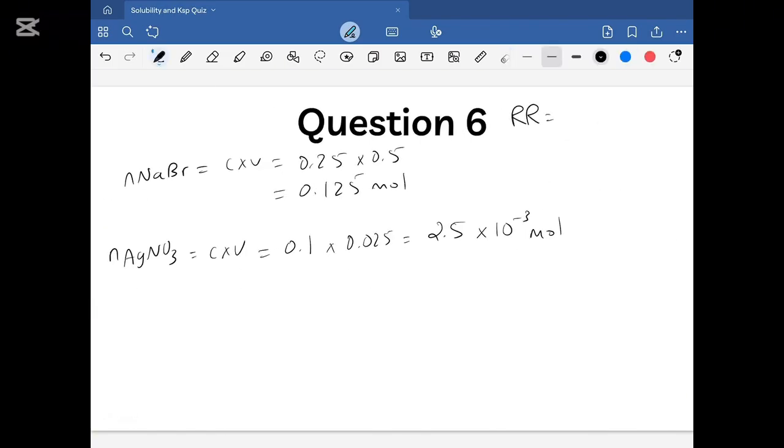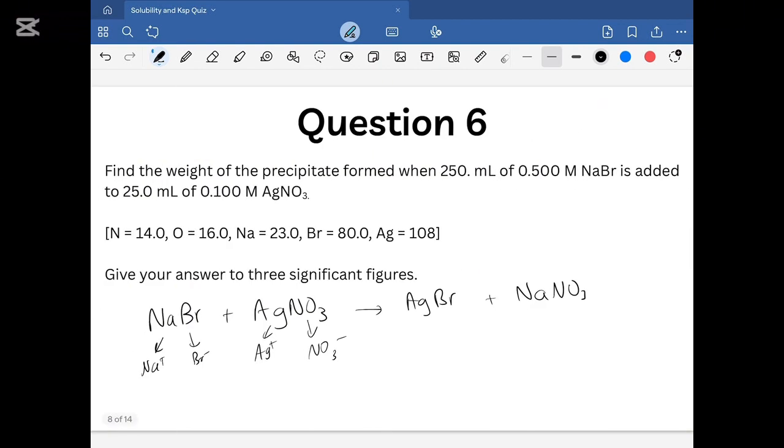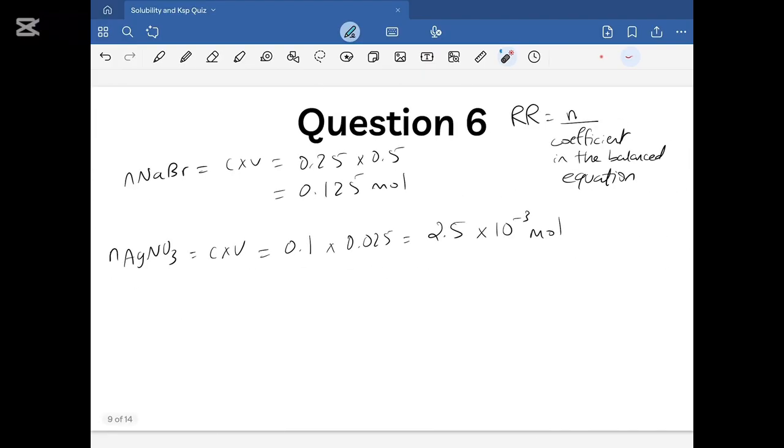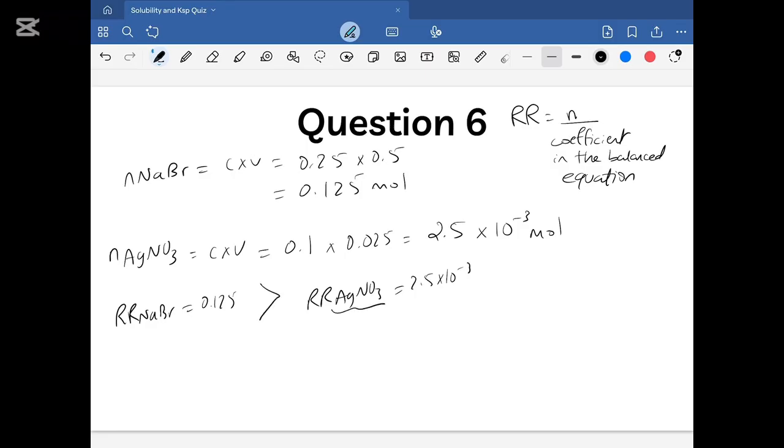Now the reaction ratio is equal to the number of moles that I found over the coefficient in the balanced equation. Now the coefficient in the balanced equation is 1, so it's not going to affect the number of moles that I found. So in both cases, I'm going to have the reaction ratio for the NaBr equal to 0.125. The reaction ratio for AgNO3 is going to be equal to 2.5 times 10 to the power minus 3. And so we have the reaction ratio for AgNO3 is less, so AgNO3 is going to be the limiting reactant. And the limiting reactant is the one that's going to tell me how much product I'm going to have.